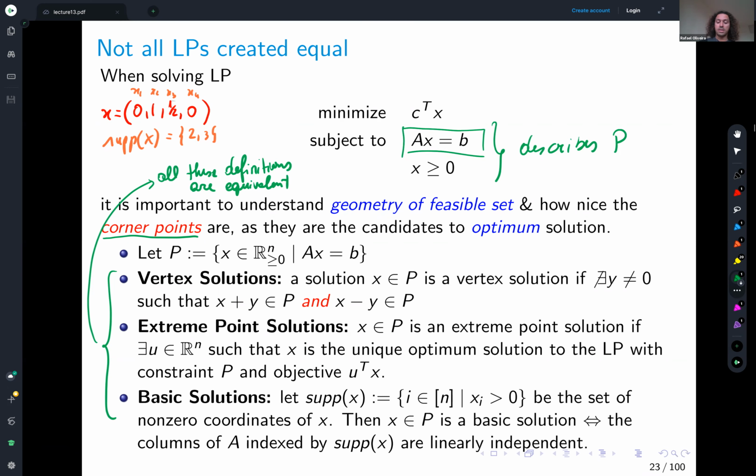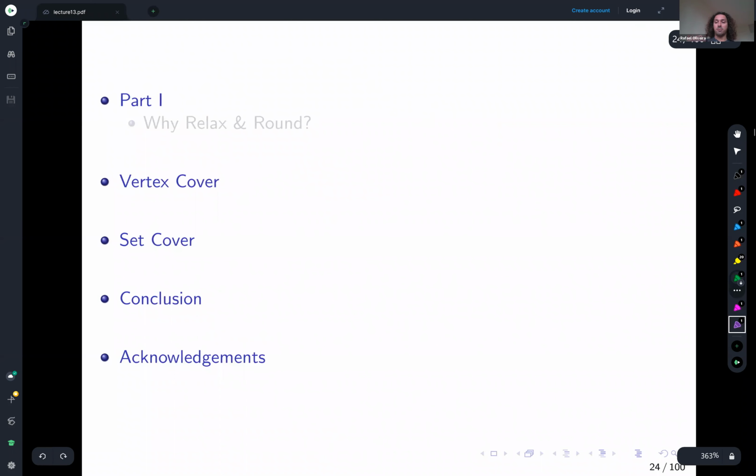Okay, so it's important to understand them, and you're going to see in the homework, problems 1 and 2, how this comes into play. Okay, all right, so now that we know that we have to pay attention to the geometry of the problem, let's see some actual problems.